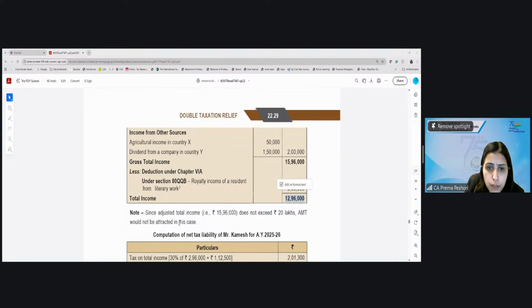Ma'am, what will be the treatment if agricultural income of 5 lakh in India and expenses related to agricultural 1 lakh, but it is taxable in country Y? You will exempt it. Why? We will look at the provisions of country Y. It's a resident of India, so we will compute the income as per our Income Tax Act. We will not look at country Y.